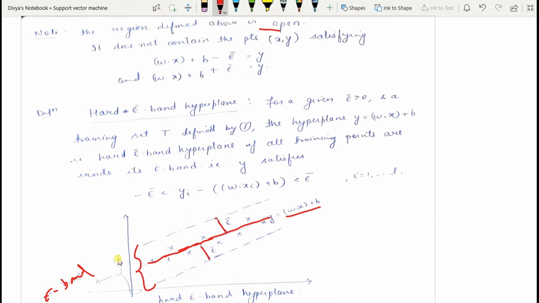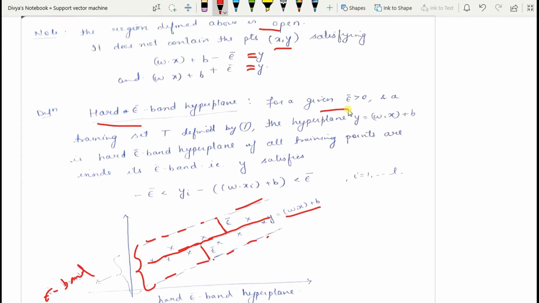Next definition: note that the region defined above is open. It is not a closed region and therefore it is denoted by dotted lines, right? So this region is open, first thing. Second thing, it does not contain the points (x, y) satisfying this equality. Now, since we have defined what is the epsilon band hyperplane, next we have the hard epsilon band hyperplane.